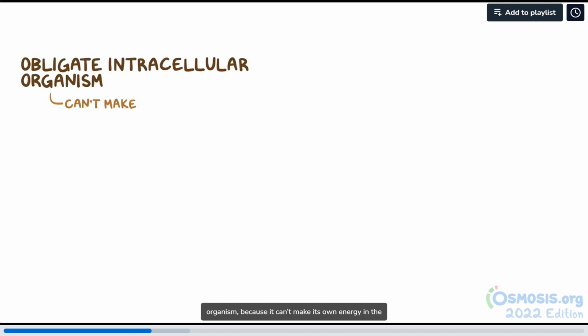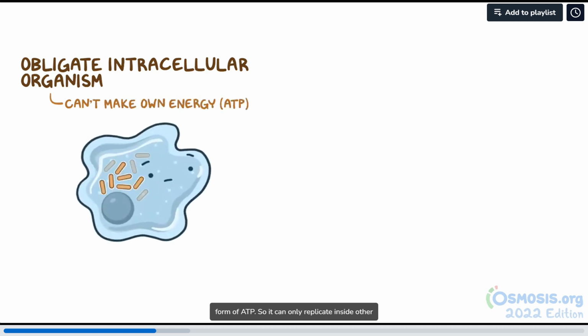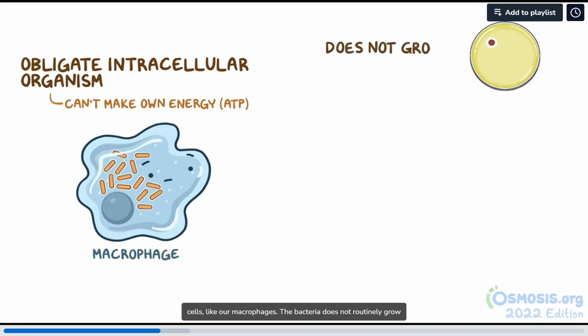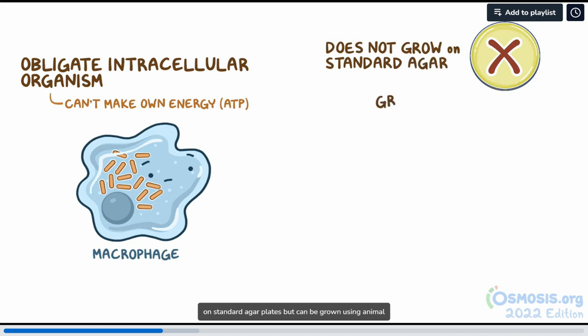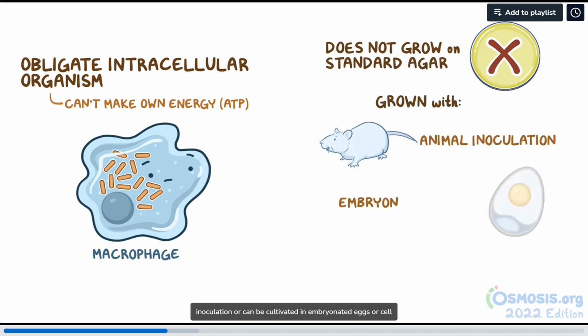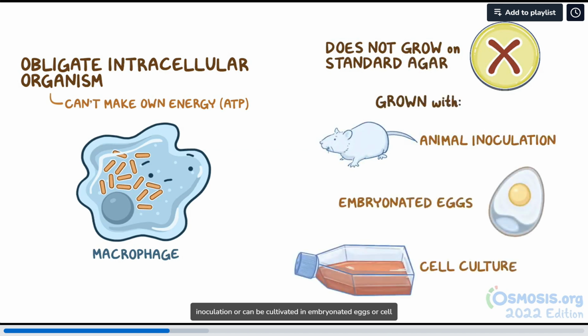Coxiella burnetii is also an obligate intracellular organism because it can't make its own energy in the form of ATP, so it can only replicate inside other cells, like our macrophages. The bacteria does not routinely grow on standard agar plates, but can be grown using animal inoculation or can be cultivated in embryonated eggs or cell culture.